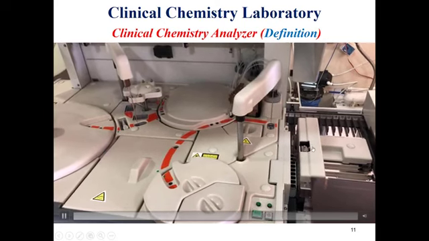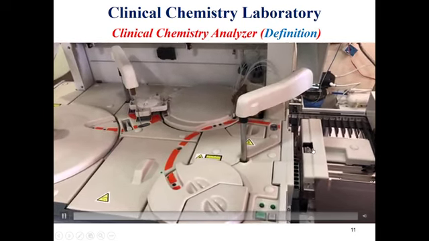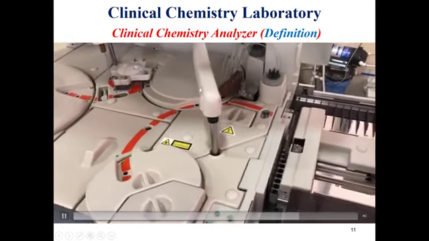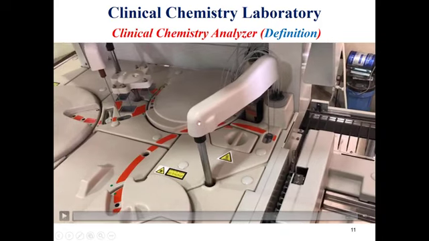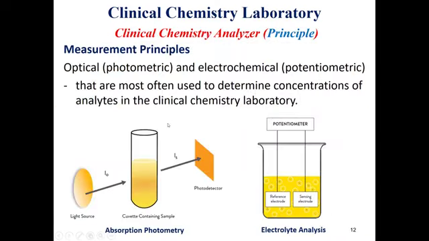We can see here the aspiration of the sample by the sample probe, and the dispensing in the cuvettes or the reaction cells in the photometer. We also can see the movement of the reagent probe, which aspirates the reagents. Depending on the test, sometimes we use one reagent, but mostly we use two types of reagents, R1 and R2. Also, we can see the mixer, and here is the photo of the photometer, which is used to measure the analytes in the serum.